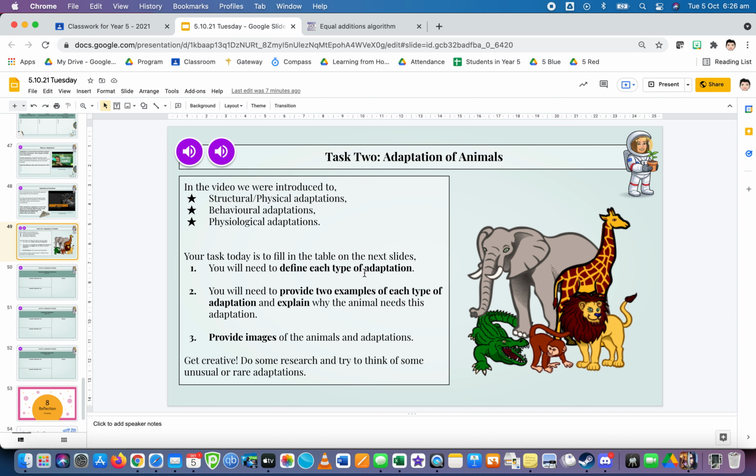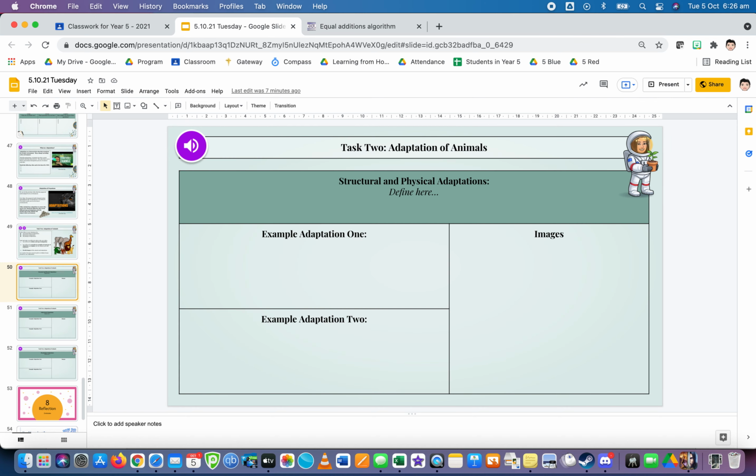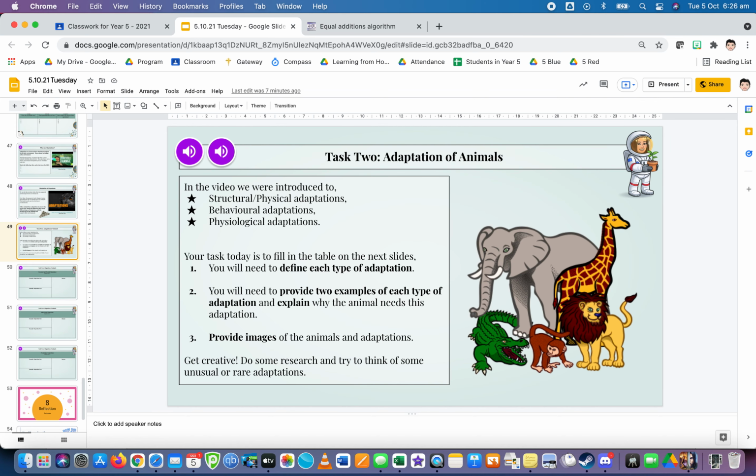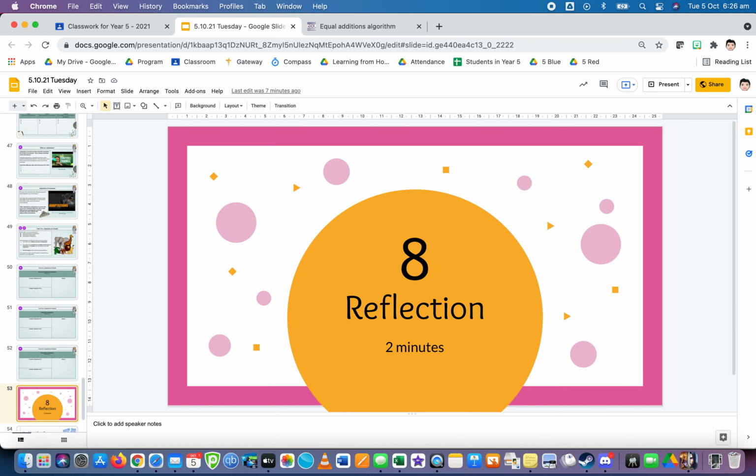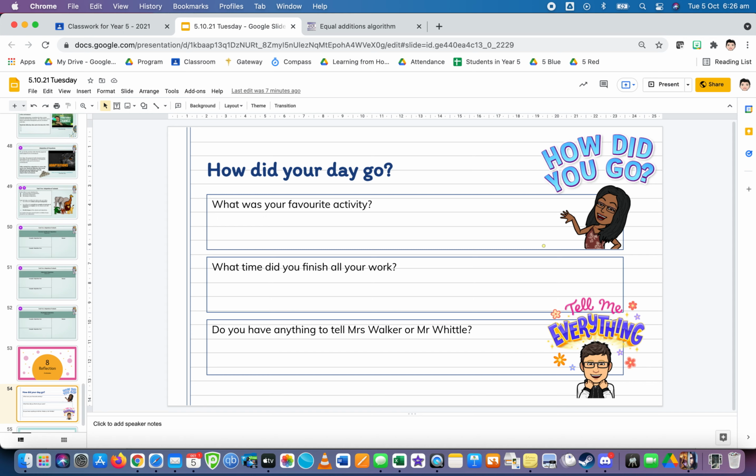Define each type. 2 examples of each type. Okay. Provide images. Pretty simple. Alright, well, we hit you with it hard when we come back.